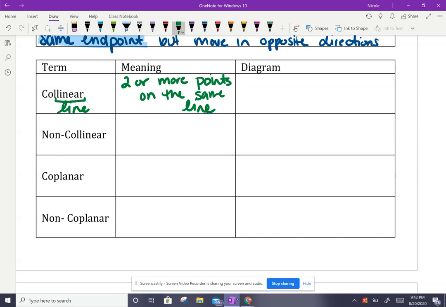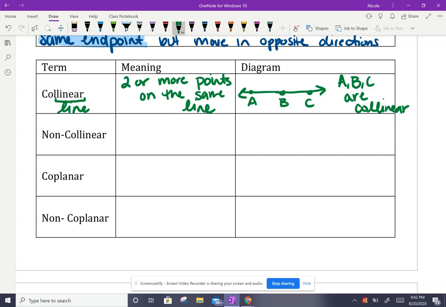So for example, I could have point A, point B, and point C all on one line. I can say that A, B, and C are collinear.